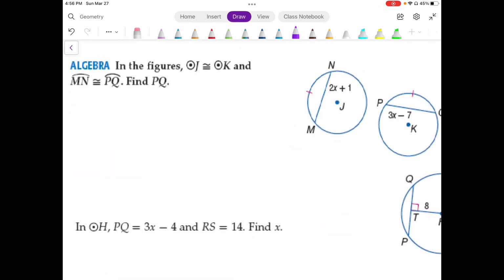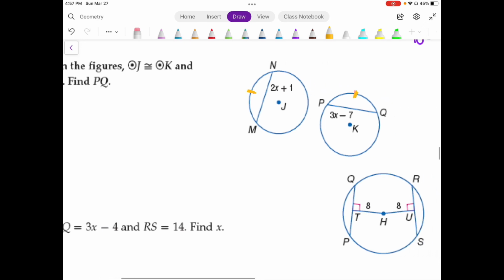This one is a bit easier. In the figures with the circles, circle J is congruent to circle K, and I know that MN is congruent to PQ. Those would be the arcs, and they did already mark those. So arc MN, arc PQ. I need to find line segment PQ. So it does give me some line measurements for these chords. It says that this chord is going to be 2x plus 1, and this chord is going to be 3x minus 7. First instinct is to find x. That's exactly what I'm going to do.